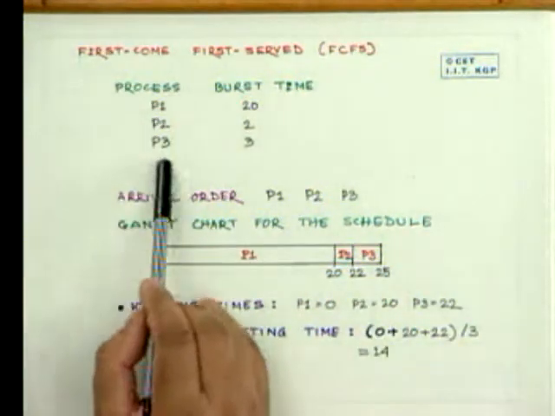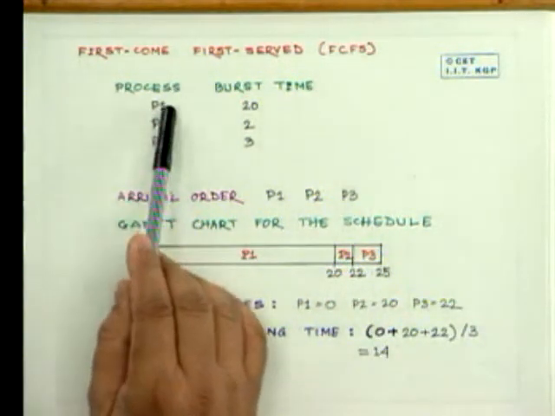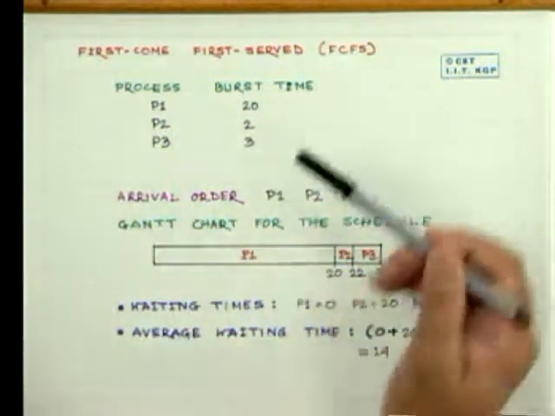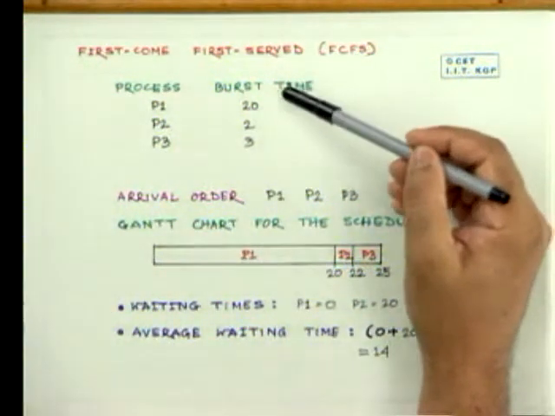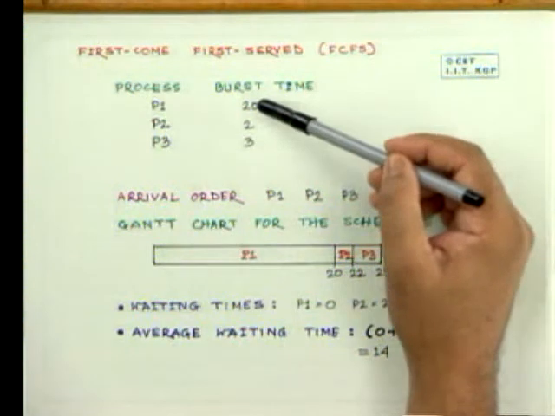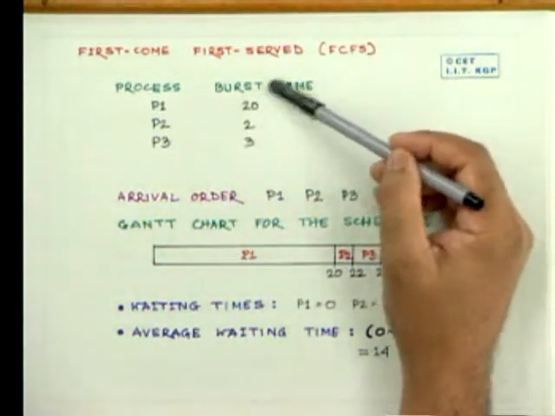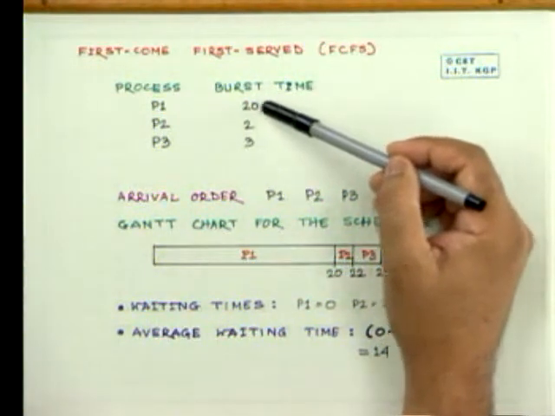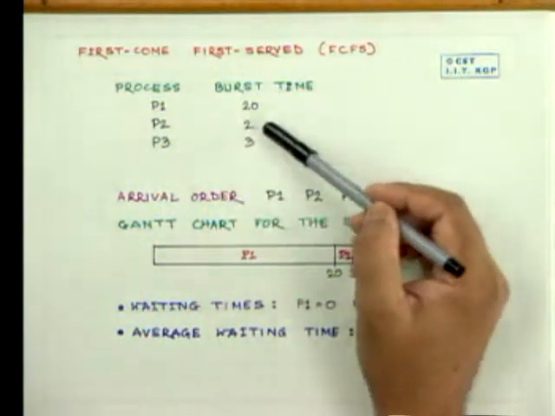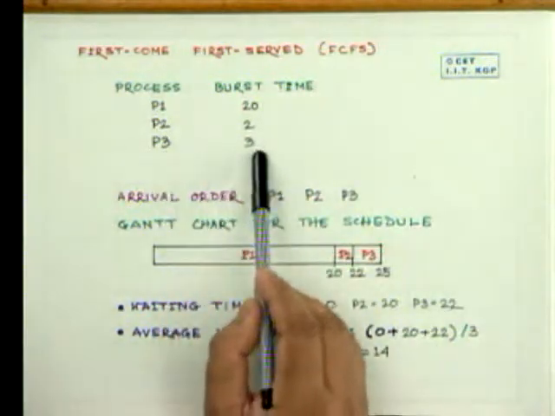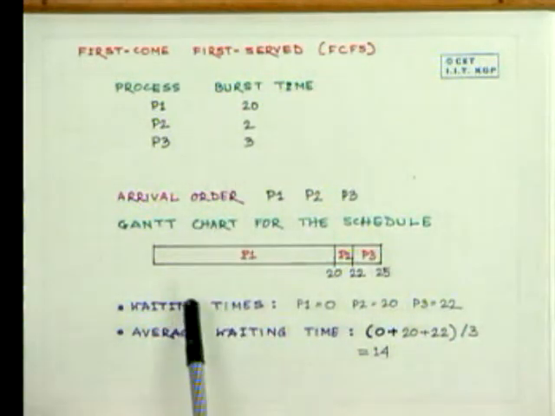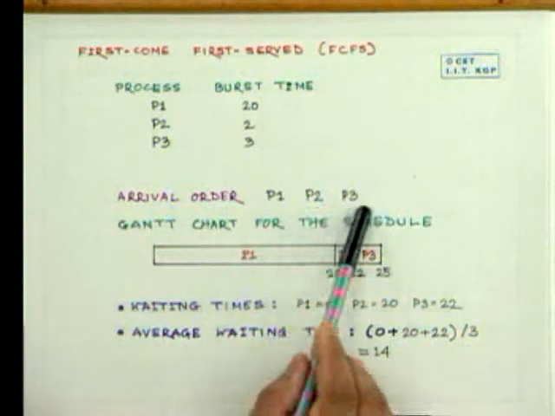Here we have taken an example. Say the processes are P1, P2, P3. Let us assume that the next burst time, that means the time that P1 will spend in the CPU in the next instant of time if it gets the CPU, is 20 milliseconds. For P2 it is 2 milliseconds. For P3 it is 3 milliseconds. And let us assume that the arrival order is P1, P2, P3.